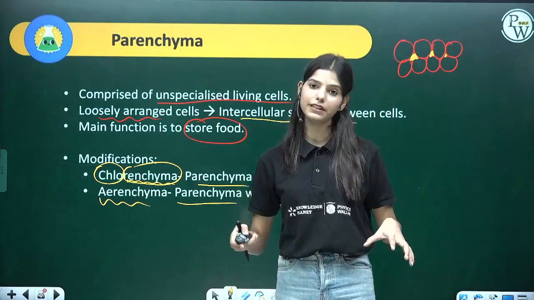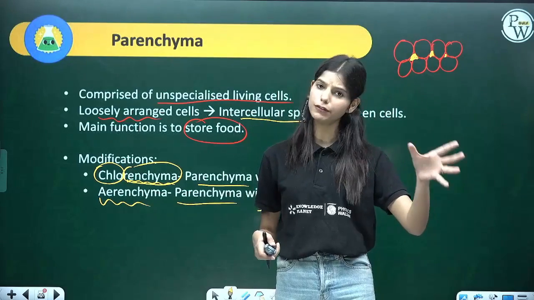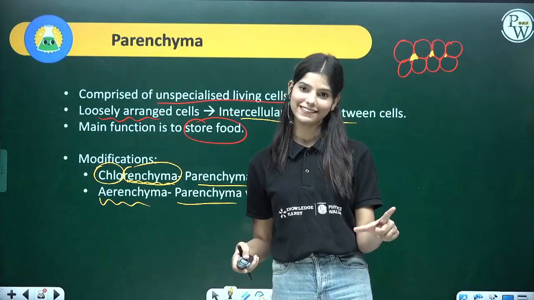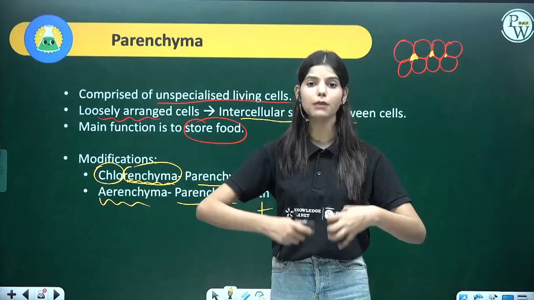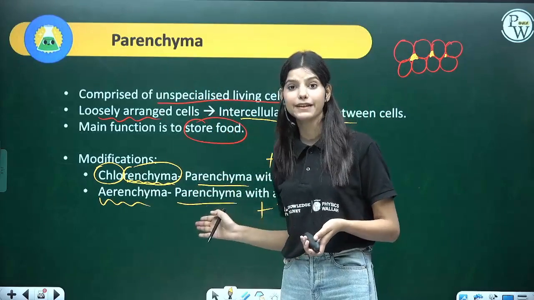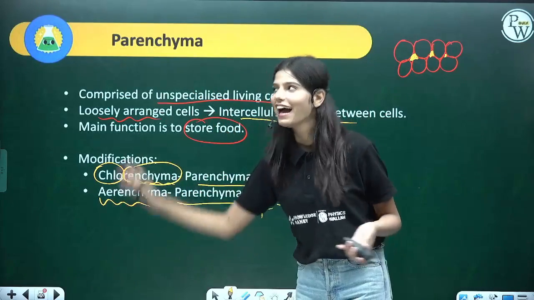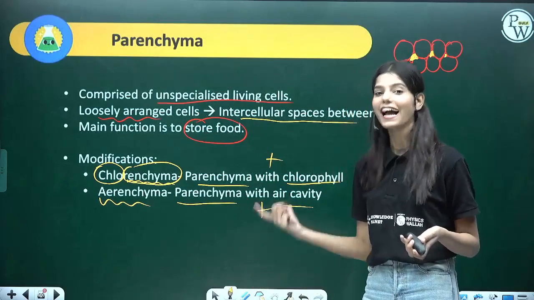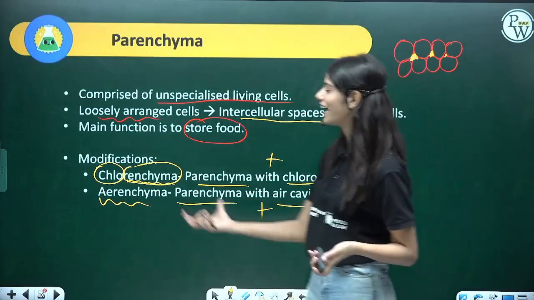So please remember this part guys, parenchyma, not specialized. Their main role is to store the food, and they are loosely arranged. And this parenchyma sometimes can be modified. So these parenchyma can have chlorophyll pigment and can be called Chlorenchyma. And these parenchyma can also have air spaces present, and this kind of parenchyma will be called aerenchyma.